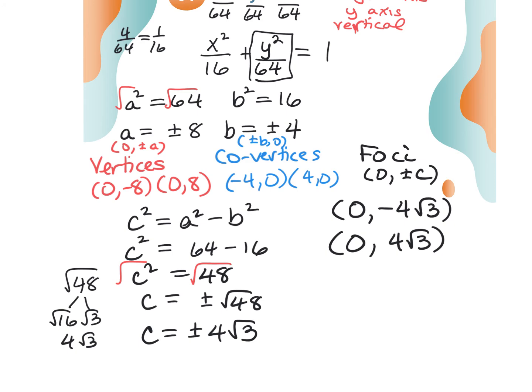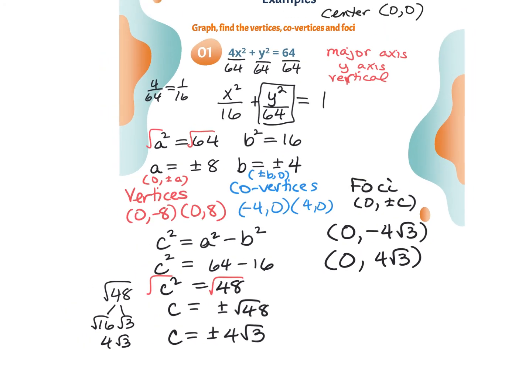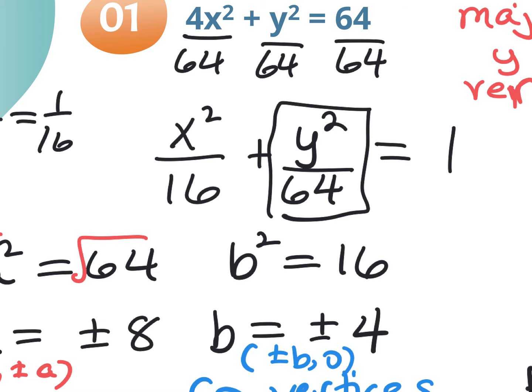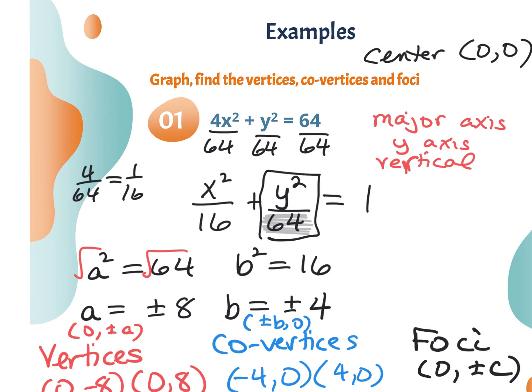Yes? How do you find the major axis again? The major axis is always the bigger denominator. So notice how the 64 was the bigger denominator and it's under the y. So whatever letter the bigger number is under, that's your major axis. Does that make sense? And that tells you where to plug in that a value. So once I found the square root of 64, then I knew my a value was positive and negative 8, and I put it into the y spot of the ordered pair. Does that make sense?